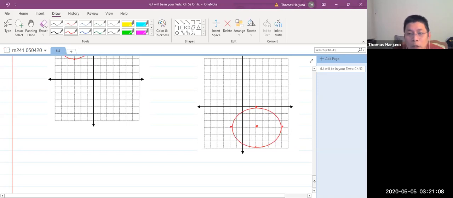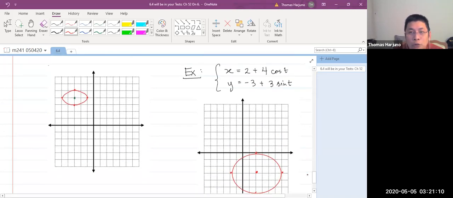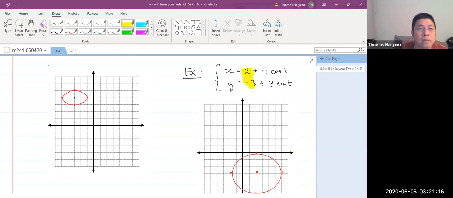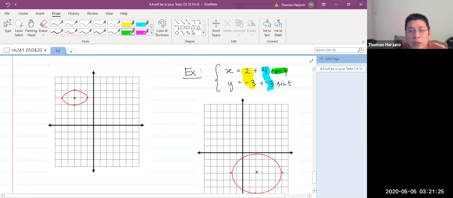Now, you may wonder about the pattern. You seem to do it by the following pattern: this will tell us the center, and this will tell us how you stretch left, right, and up, down. And this is the unit circle. That's true. But I want to show you how we get that ellipse equation by converting that.